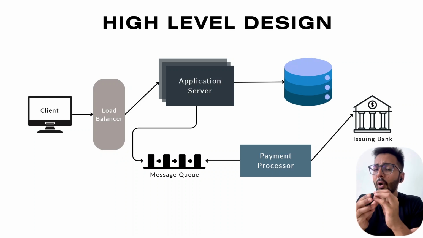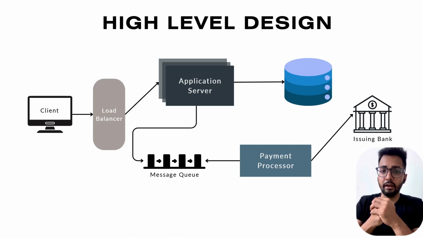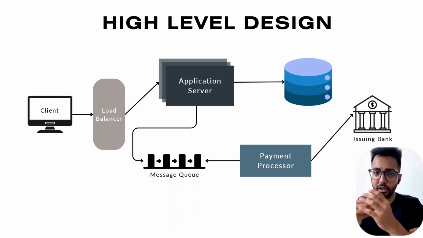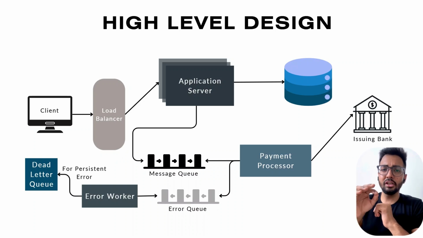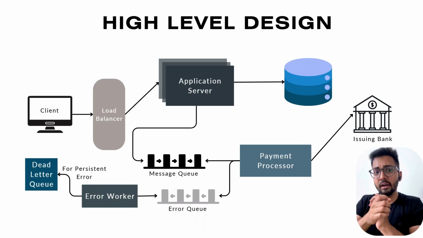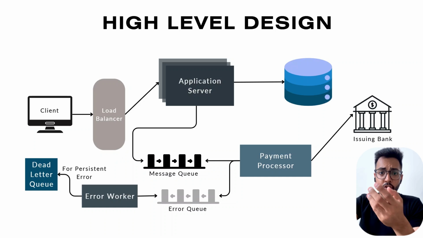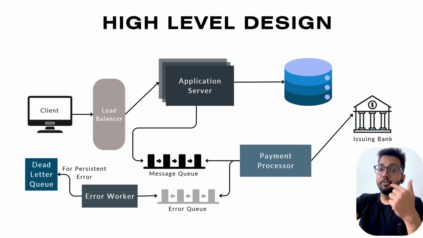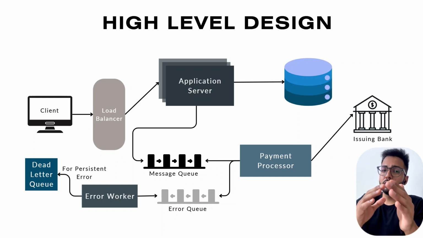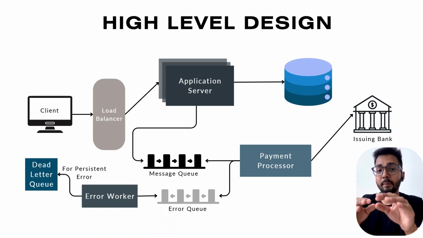Now, what if something goes wrong? Payment gateways have to be ready for failures, right, and handle them smoothly. So we'll use an error queue. If an error occurs, the transaction can be retried through an error worker via the error queue after a set interval, and we might even use something like an exponential backoff algorithm to delay these retries further if needed. Now, if repeated attempts fail, the transaction goes to a dead letter queue for manual review, ensuring it doesn't disrupt the rest of the system.